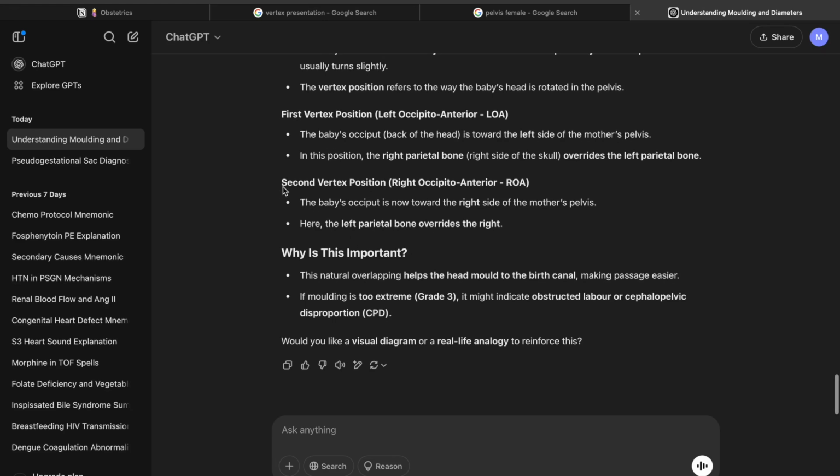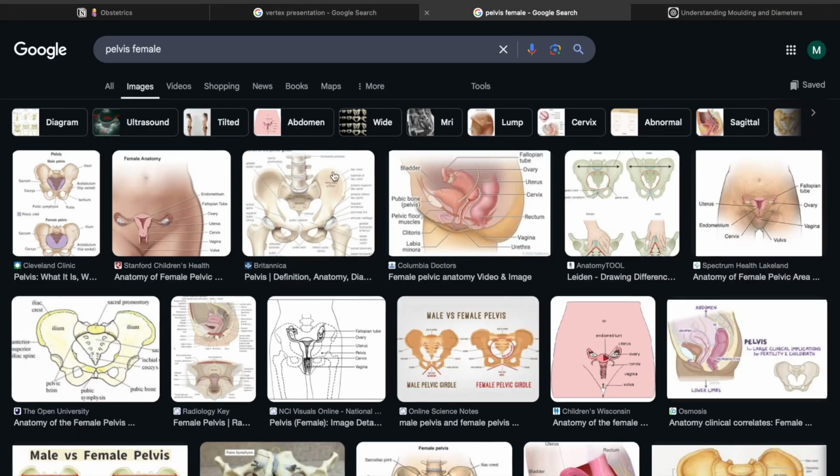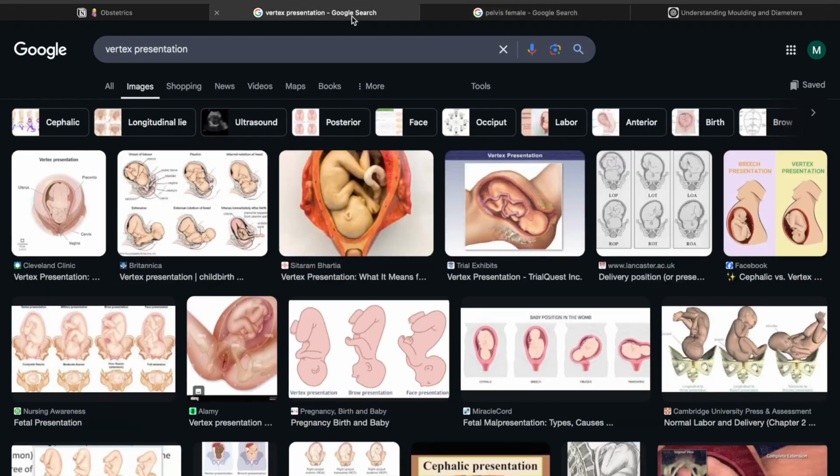Second vertex position, which is right occipito anterior. The baby's occiput is now towards the right side of the maternal pelvis. So this is the opposite. Here the left parietal bone overrides the right. So apparently, in the second vertex position, the overriding of parietal bones takes place.